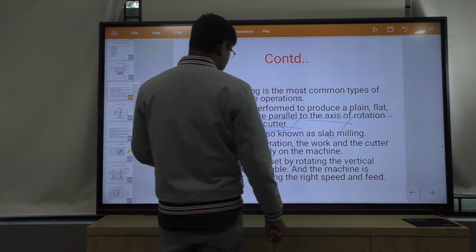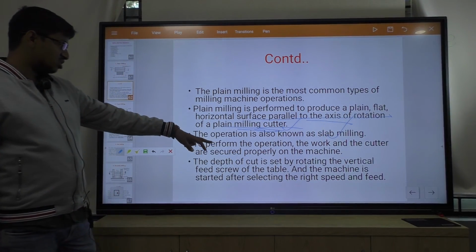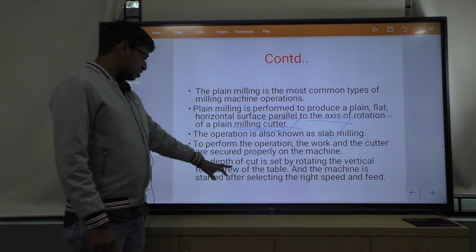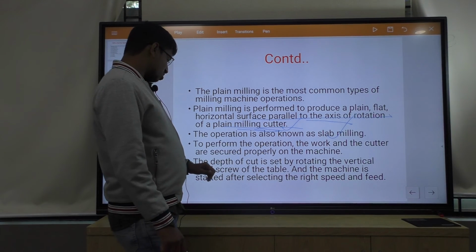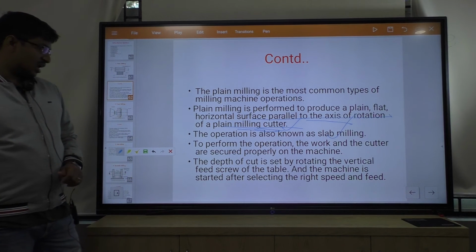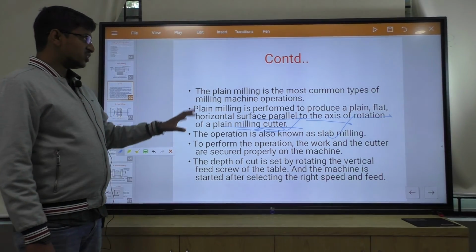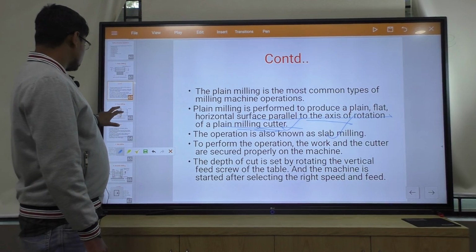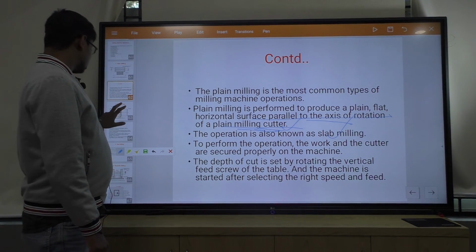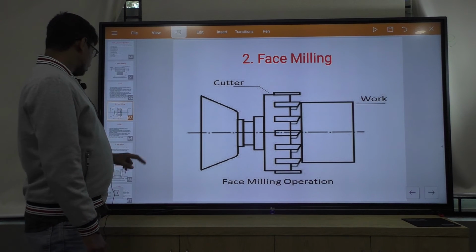To perform the operation, the work and the cutter are secured properly on the machine. The depth of cut is set by rotating the vertical feed screw of the table, and the machine is started after selecting the right speed and feed. This is a peripheral cutter, then peripheral milling or plain milling. This is slab milling. Next, face milling.